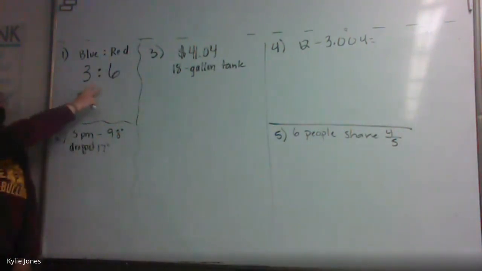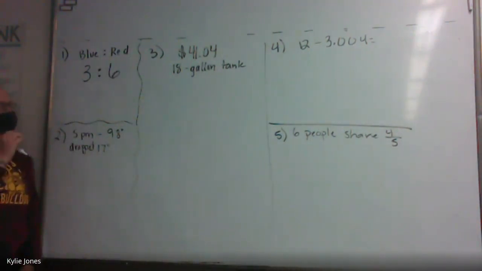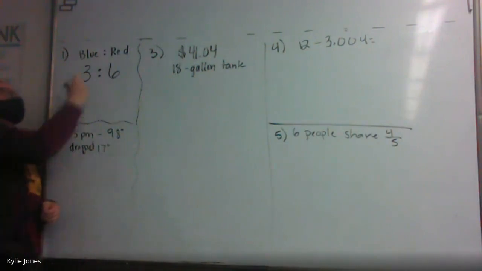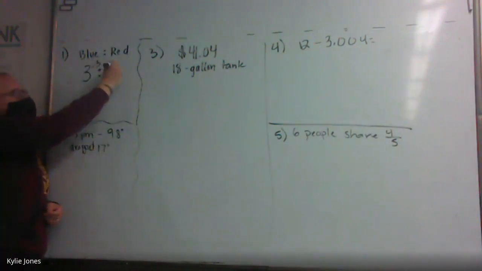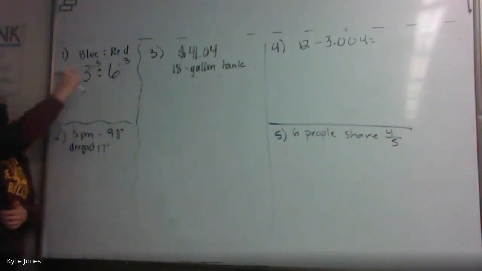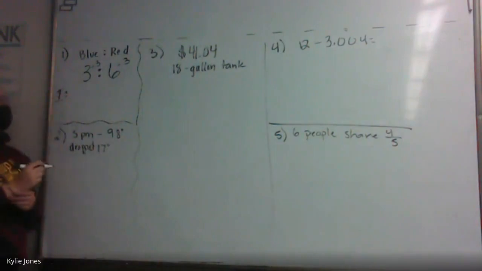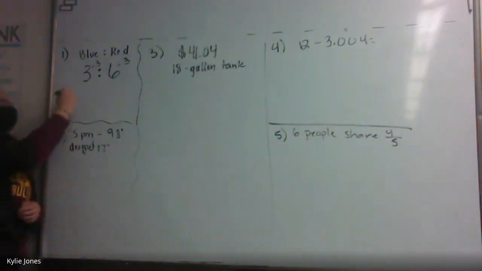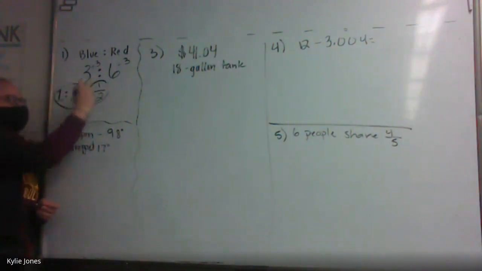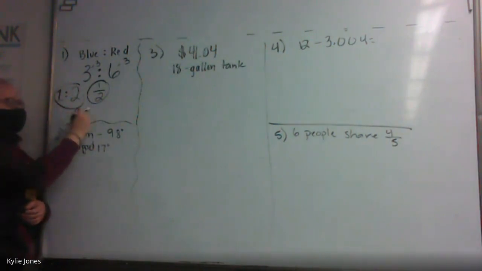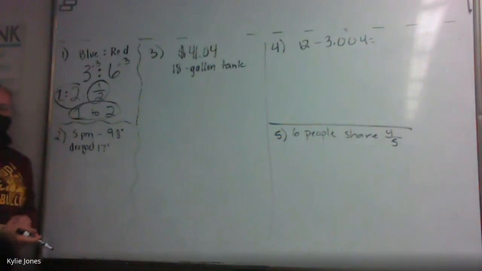But now, can I simplify this? What number goes into both 3 and 6? 3. So we can divide the 3 by 3 and the 6 by 3. What is 3 divided by 3? 1. What's 6 divided by 3? 2. So you can write it like this: 1 colon 2. You can write it as a fraction, 1 over 2. Or you can write it with the words 1 to 2. All 3 of those would work. Any style you want to write them in.